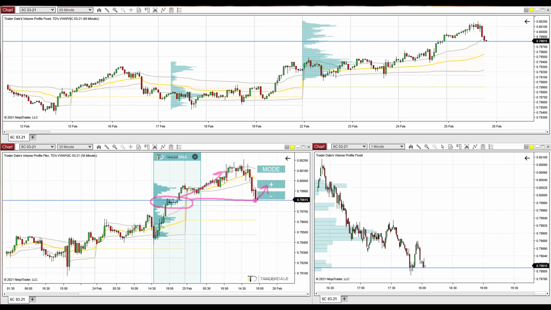You can see this volume cluster not only on this flexible profile on the 30-minute chart, but also in here on the weekly volume profile. This is weekly volume profile. Now, the reason I picked this particular volume cluster instead of, for example, this one, is the first deviation of VWAP, which is very close to this level, and it confirms the strength of it. Right now it's a little bit above it, but it's still pretty close.